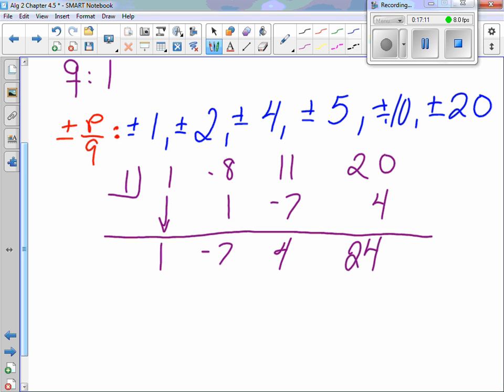Okay. That didn't work. I'd go on to negative 1. If that didn't work, I'd go on to 2. If that doesn't work, I'd go to negative 2, then 4, then negative 4, 5, negative 5, 10, negative 10, 20, negative 20. And if all those didn't work, I'd have to try something else. Do we have another way to check to see if there are any zeros? If there are any solutions? Well, we did it yesterday. What did we do yesterday?